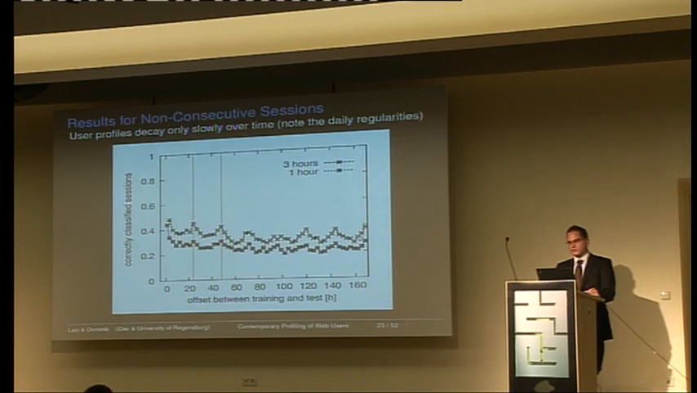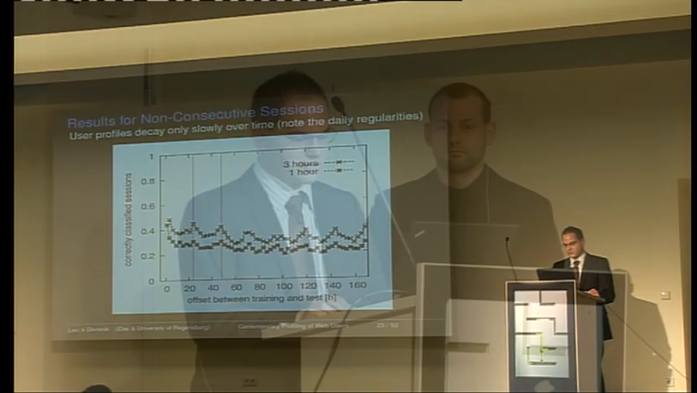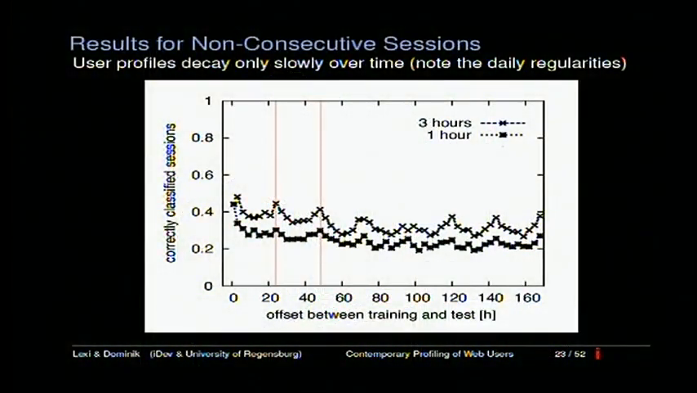Now, for consecutive sessions, this is probably not so difficult, but what happens if the offset between training the classifier and testing the classifier goes up? That's what is depicted in this graph, and what you see first is that for rather short sessions of 1 and 3 hours, the accuracies drop only slightly if you have an offset of up to 7 days, which is at the right side of the graph.